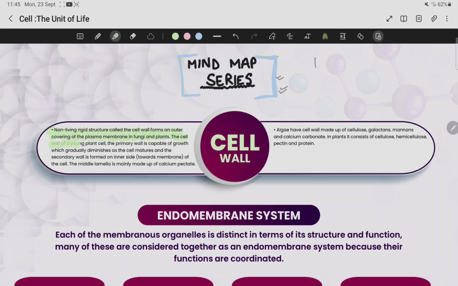The cell wall in a young plant cell: the primary wall is capable of growth, which is gradually diminished as the cell matures, and the secondary wall is formed on the inner side towards the membrane of the cell. The middle lamella is made up of calcium pectate. Algae have a cell wall made up of cellulose, galactans, mannans, and calcium carbonate. In plants, it consists of cellulose, hemicellulose, pectin, and proteins.